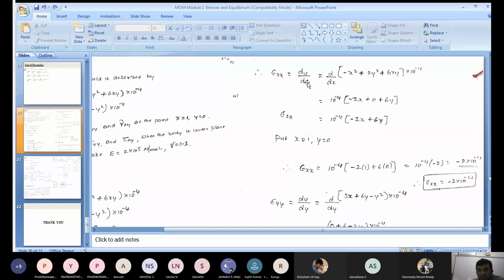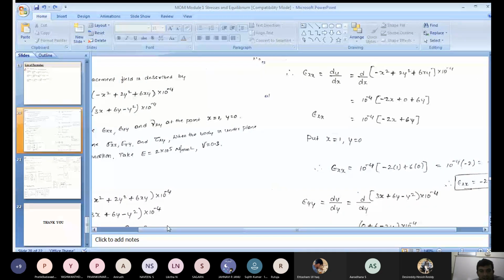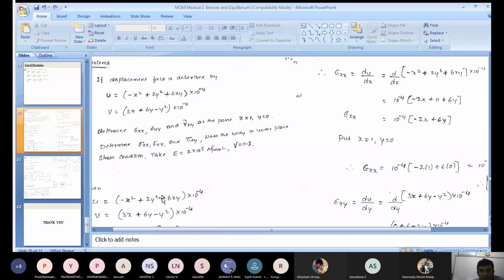Epsilon xx is equal to du by dx, that is d by dx of u. What is the u value? The u value is given: minus x square plus 2 times y square plus 6 times xy, into 10 to the power of minus 4. Substitute here. Now we differentiate the above equation with respect to x. The derivative of x to the power of n with respect to x is n times x to the power of n minus 1. The derivative of a constant is 0. Remember, we are differentiating with respect to only x.